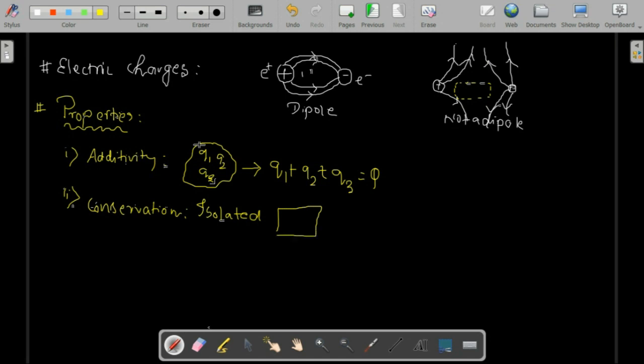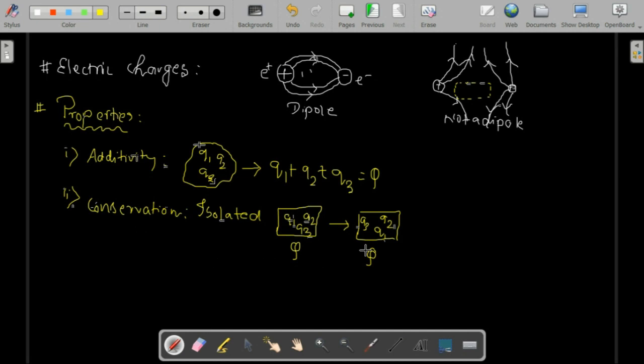Let's say this is a box, and we have a charge q1 here, q2 here, and q3 here. After some time, since this is an isolated system, there is no escape. The charges cannot come out. In place of q1, we have q3. In place of q2, it's there, and in place of q3, we have q1. So q3 and q1 have interchanged their positions. But if we look at the total charge, this will be q, which is q1 plus q2 plus q3, and this will also remain q1 plus q2 plus q3. So even if the position of the charges changes in the isolated system, the total charge will always remain the same.